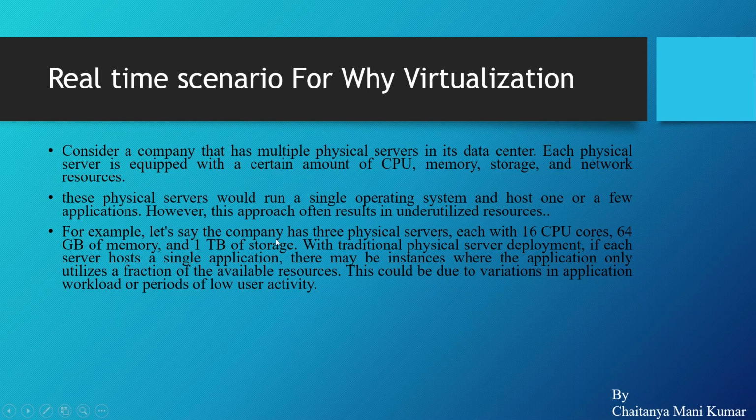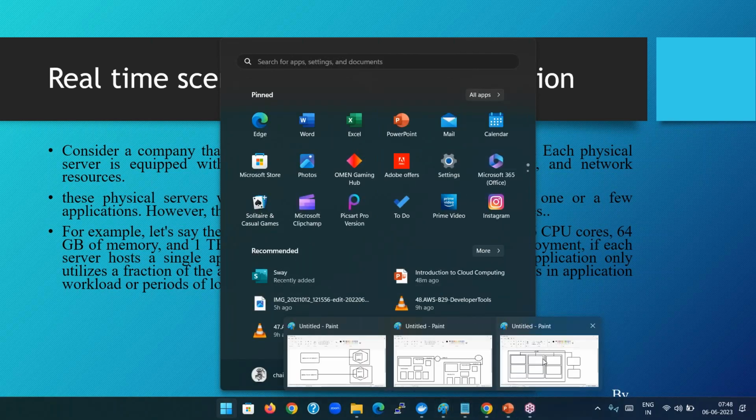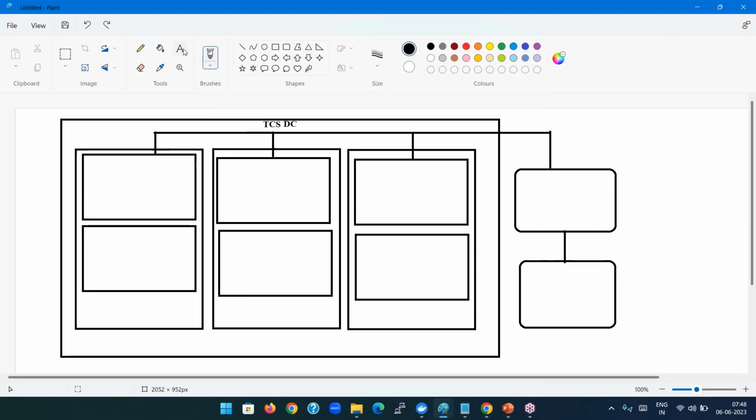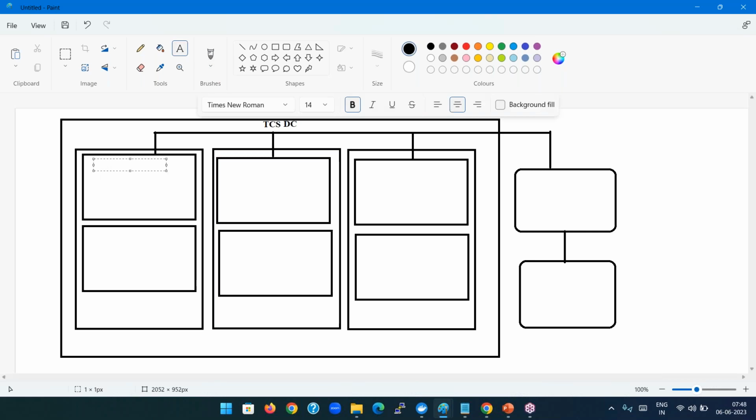If you take an example, let's say the company has 3 physical servers, each with 16 CPU cores, 64 GB of RAM, and 1 terabyte of storage. If you see the diagram, this is a server with 16 CPU cores, which means there are 16 CPU cores. For example, normally we talk about octa core or quad core. There will be a CPU which is an octa core processor or else a quad core processor. So like that, you are having 16 CPU cores, 64 GB of RAM, and 1 TB of hard disk. These are the specifications of the server.